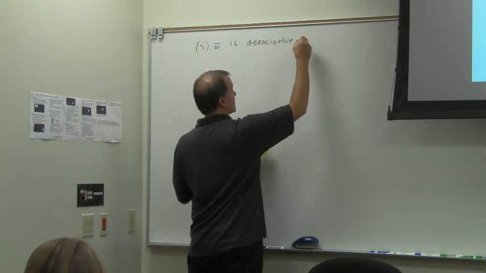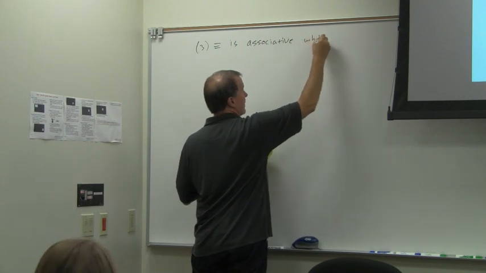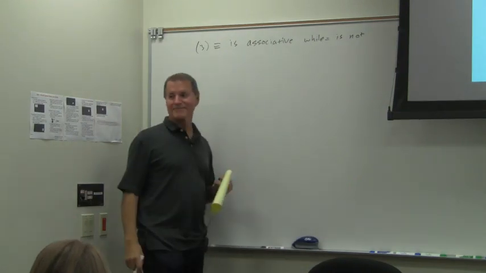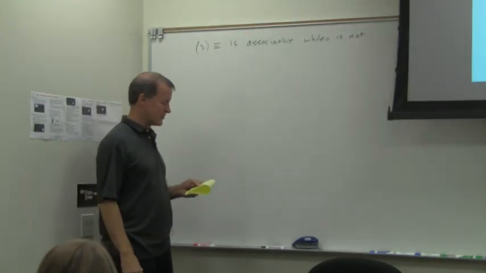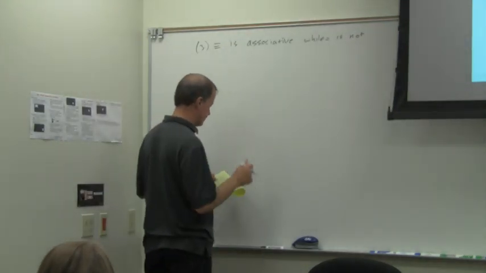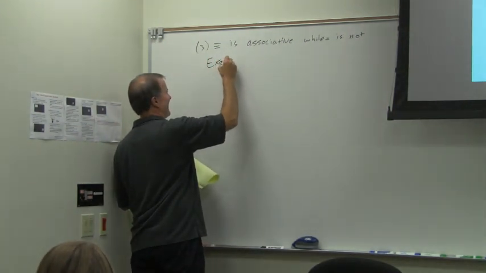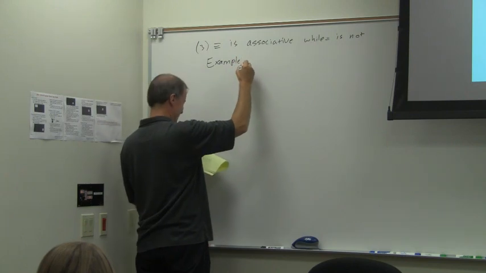Equivales is associative, while equals is not. Now, what do we mean by associative? Here, I'm going to give you an example. I'll let you take this one. Like associates. That's good. Example.